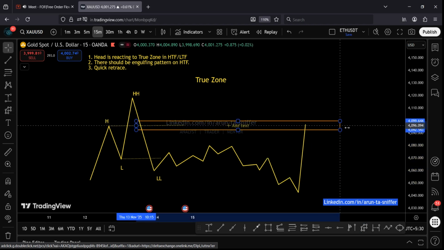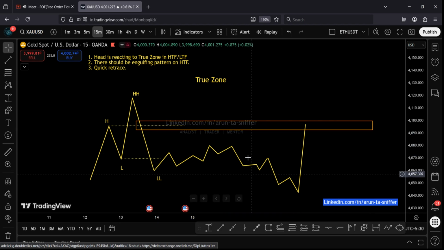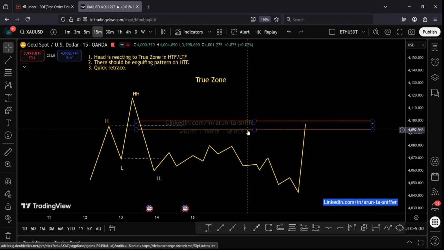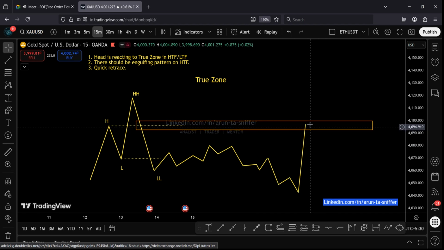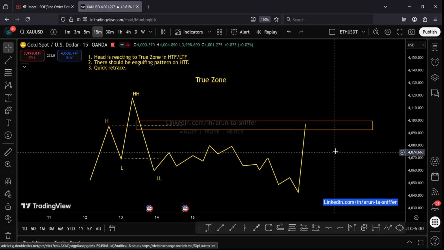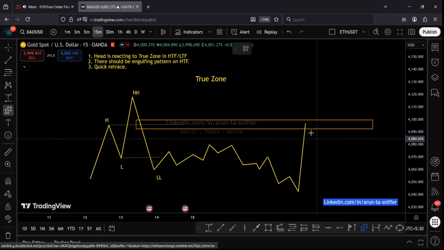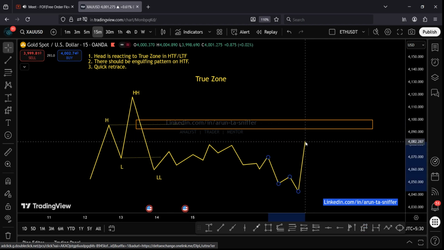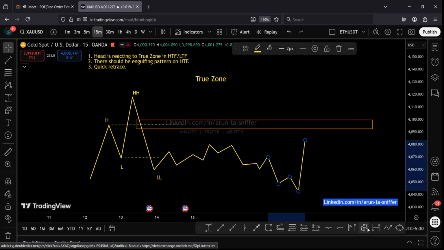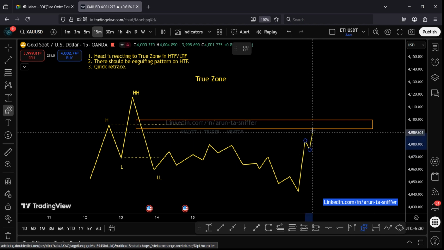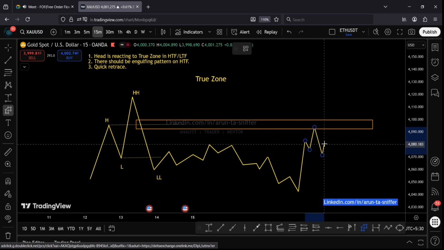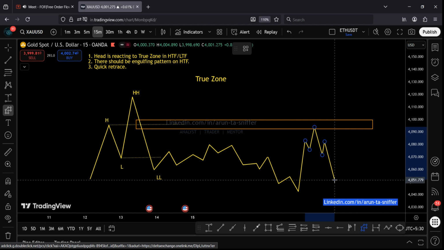In this case, this QM level will be used as a true zone, and we will look for a PA here. Price approach means on a smaller time frame we will go to LTF and try to find a PA here like this. Price is approaching there and makes a QM at the smaller time frame like this. Then we will trade here.